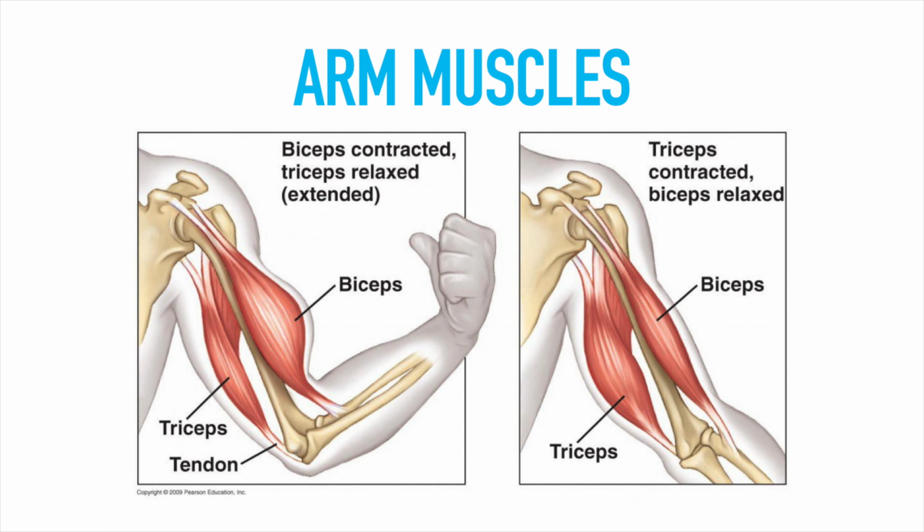The two primary arm muscles would be the bicep and the tricep. The bicep allows us to flex our elbows. The tricep allows us to extend our elbows.